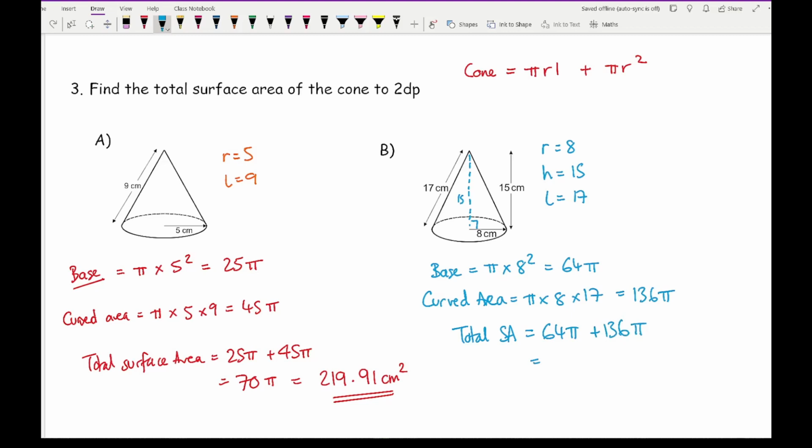So if it was on a non-calculator paper, you can see how, even though the shapes are quite complex, still easily we can write out the answer. So that's my answer in terms of pi, and if I type that into my calculator, I get an answer of 628.32, and that's centimetre squared, and that's to 2 decimal places.